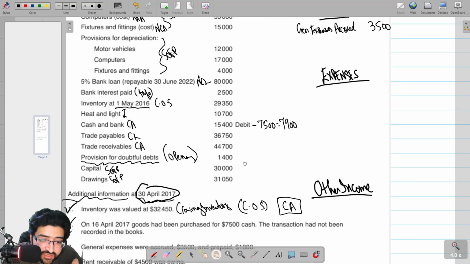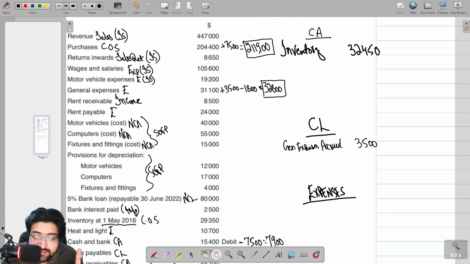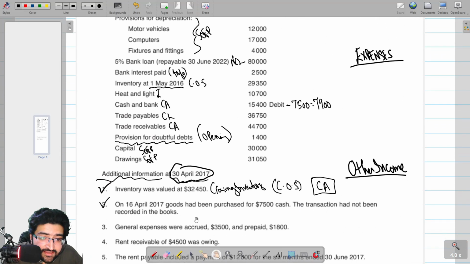And then we have general expenses prepaid 1,800. A prepaid expense is a current asset. So I will write here general expenses prepaid and the prepaid amount, which is 1,800. Done. I can tick this adjustment as done now.